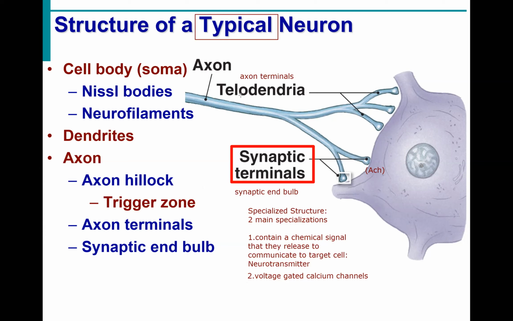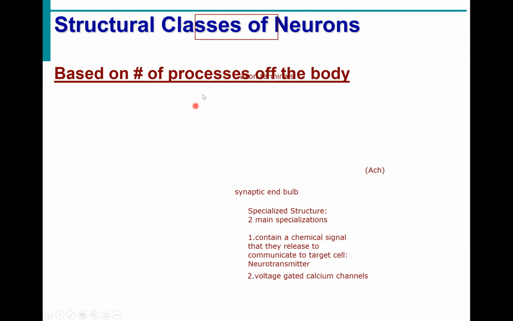Okay, now that we understand the typical anatomy, we can classify our neurons. And not surprisingly, there are two ways we can classify our neurons. We can classify our neurons structurally, and we can classify our neurons functionally. So that's going to be our goal next. Now that we know what a typical neuron looks like, we can talk about specific neurons, and we can talk about them based on their specific classifications.